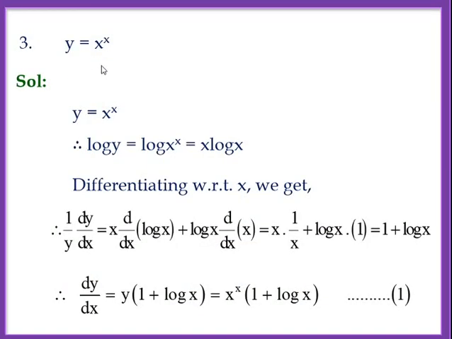Now y equal to x raised to x, base and index both are variables, so we have to perform logarithmic differentiation. So it is log y, log of x raised to x, that is x log x, differentiate. So 1 upon y dy/dx equal to first function x into derivative of log x, which is 1 upon x, plus second function log x into derivative of x, which is 1. So it is 1 plus log x. So dy/dx is y into 1 plus log x, that is x raised to x into 1 plus log x. Now we differentiate this again.